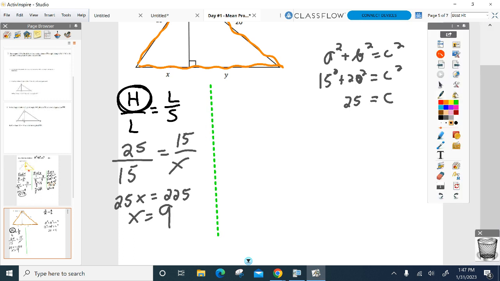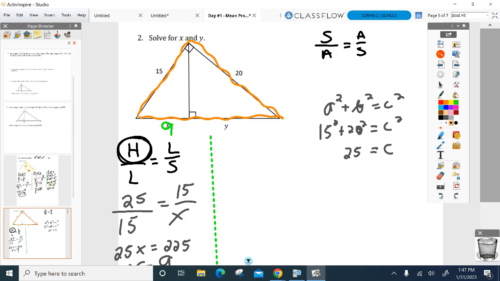Quick question there, honors kids. If X is 9, okay, I get it. I could do Hills again to find Y. I'd like to speed this up so you guys can get to your homework, though. Do I need to do Hills? No. What did we just find out about the hypotenuse? It's 25, right? So Y can just be 25 minus 9. Oh, I didn't even think of that. 16. All right.